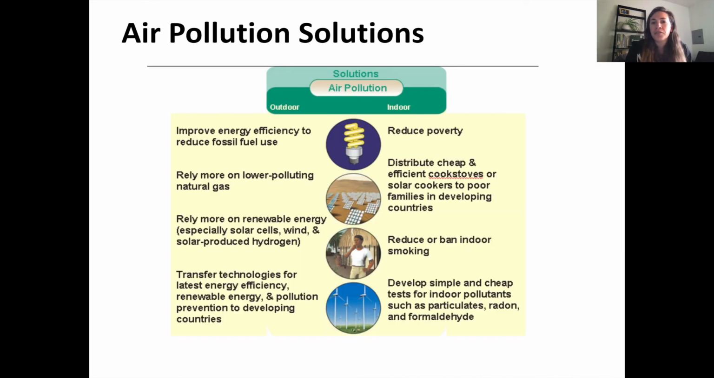And overall, if we can reduce air pollution, we're going to have a healthier community, we're going to have a more productive community, and we're not going to have as many taxes on our healthcare systems when it comes to clean air and the health issues that are associated with it.